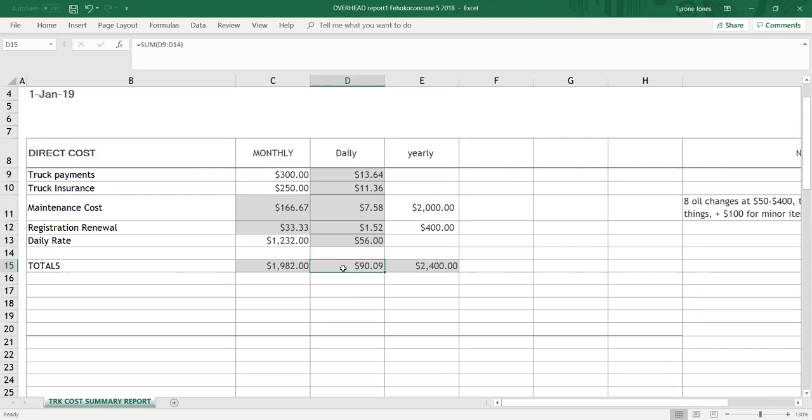And if you're going to be driving more than 8 hours, or your truck is going to be in motion more than 8 hours, right? Then you need to up that $56. You need to charge more. And that's it.